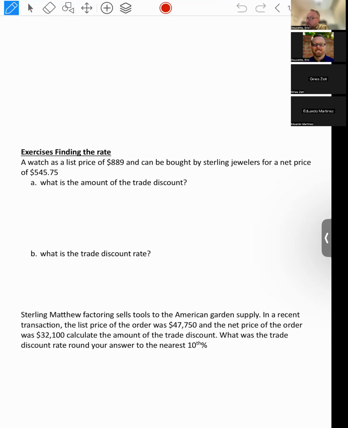can be bought by Sterling Jewelers for a net price of $545.75. So one way we can figure it out is to, of course, just do the math and subtract to find the discount amount. How much of a discount did they get? So if I do the math on that, let's see if I have that one done. I do. So we come out to $343.25. So that is our discount amount. That's how much we got.